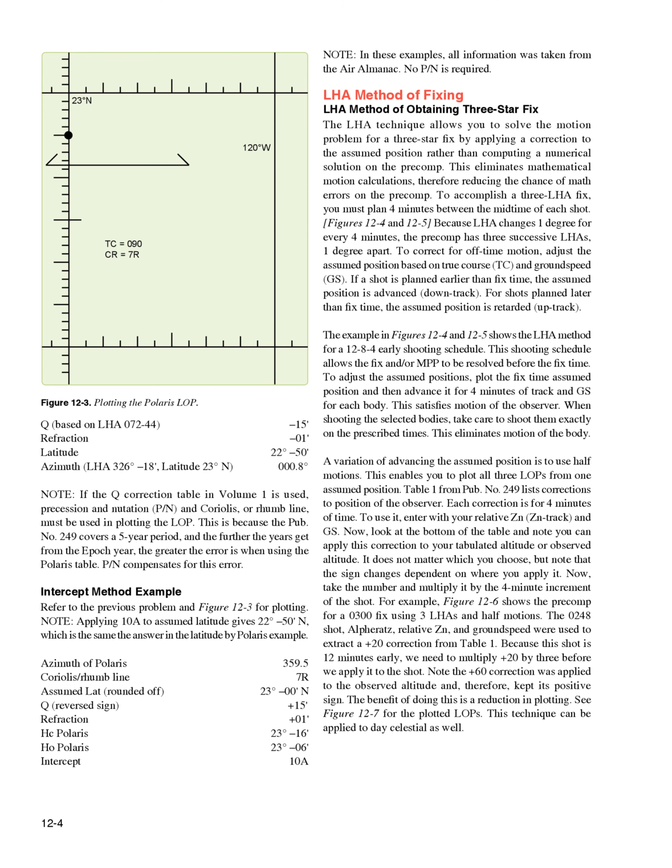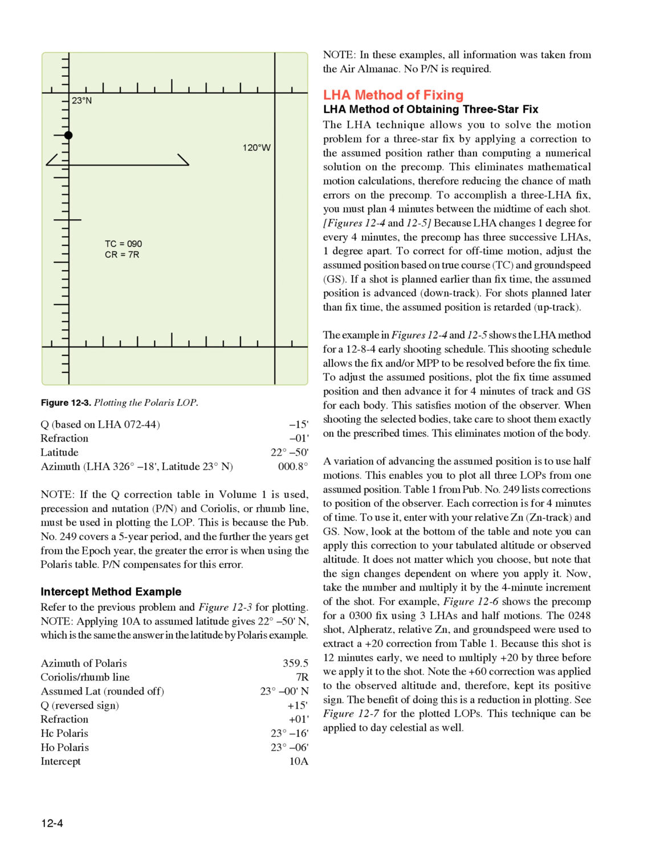Azimuth, LHA 326 degrees 18, latitude 23 degrees north, 000.8 degrees. Note, if the Q correction table in Volume 1 is used, precession and nutation, PN, and Coriolis, or rhumb line, must be used in plotting the LOP. This is because Pub. No. 249 covers a 5-year period, and the further the years get from the epoch year, the greater the error is when using the Polaris table. PN compensates for this error.